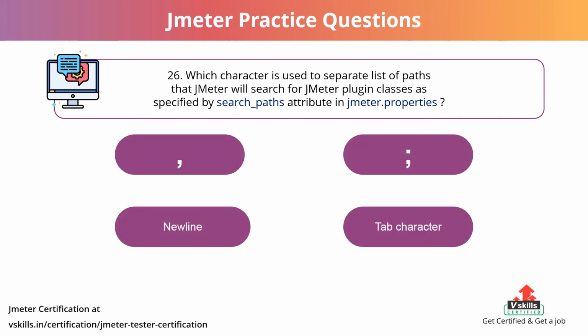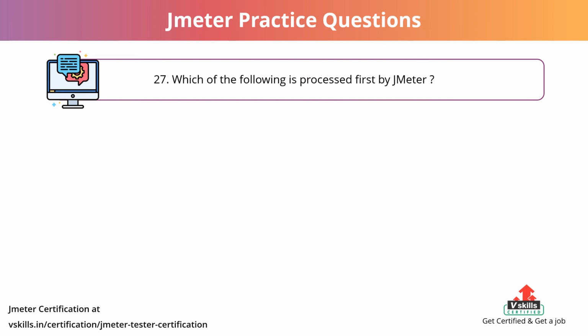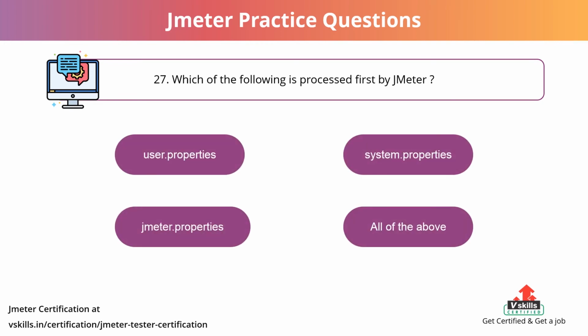The options are A, comma, B, semicolon, C, new line, D, tab character. The correct answer is option B. Question number 27. Which of the following is processed first by JMeter? The options are A, user.properties, B, system.properties, C, JMeter.properties, D, all of the above. The correct answer is option C.